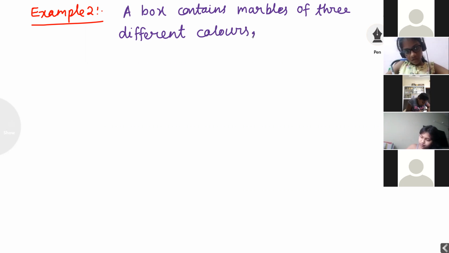Student, listen carefully. Color spelling COLOURS, or COLORS. Both are right. In India, we are using COLOURS. Foreigners are using COLORS. Both are correct.